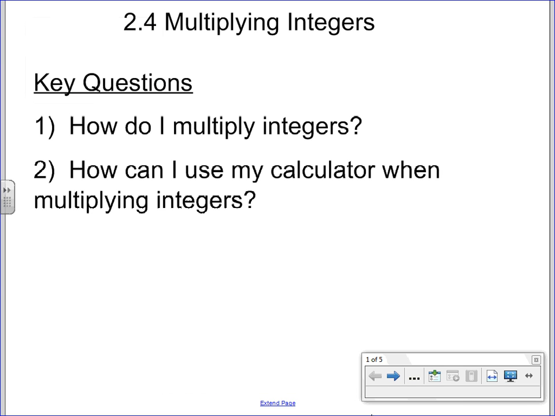In this lesson, we will be discussing the concept of multiplying integers. At the end of this lesson, you will be able to answer two questions. First, how do I multiply integers? And secondly, how can I use my calculator when multiplying integers?